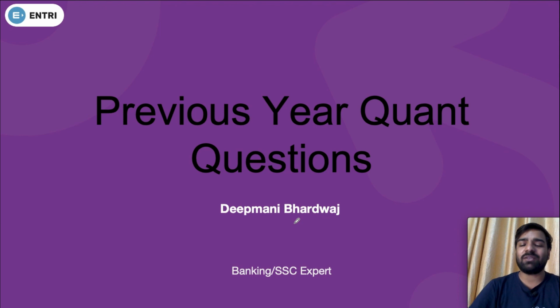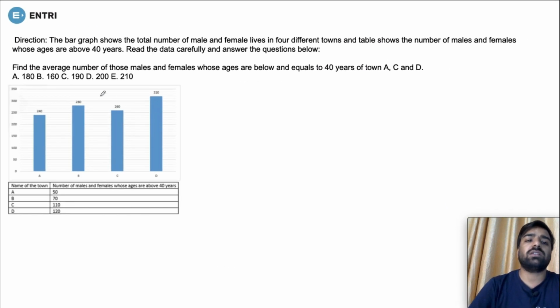Hi, Deepani Bardwaj. Welcome to all again, and today we are going to discuss previous year's quants questions. Our first question is, here a direction is given. The bar graph shows the total number of males and females living in 4 different towns, and the table shows the number of males and females whose ages are above 40 years. So this is the graph in which we are given the numbers.